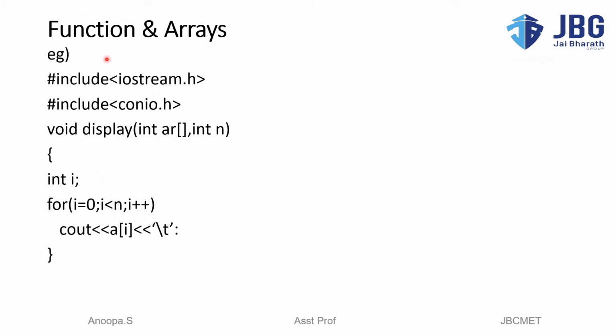So this is an example of passing arrays as parameters. Hash include iostream dot h and hash include conio dot h. So this is our display function. It has two arguments, an integer array and an integer variable. So int i, for i equal to 0, i less than n, i plus plus, cout a[i]. So this display is a function which receives an array and an integer variable, and it will display the elements of the array.